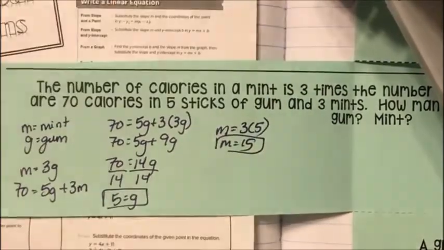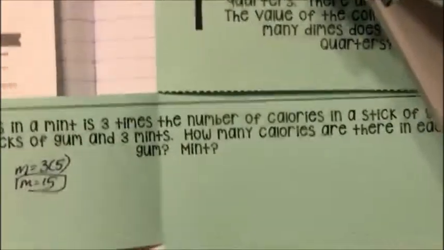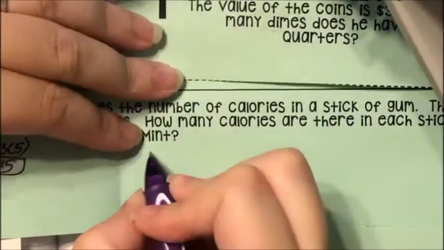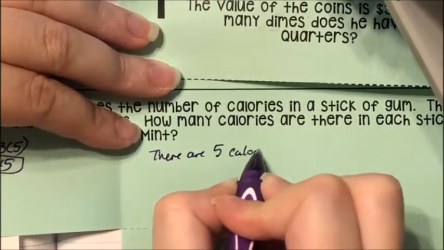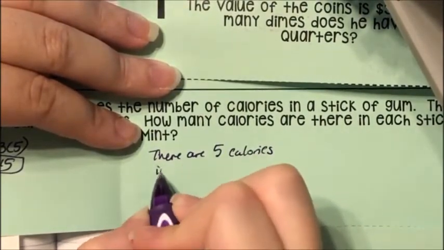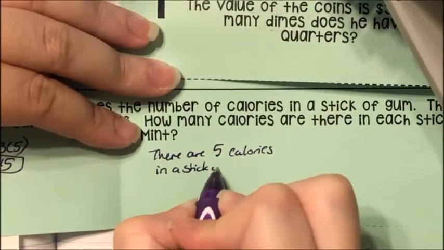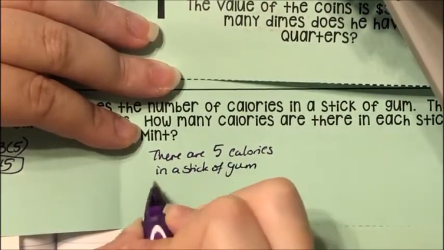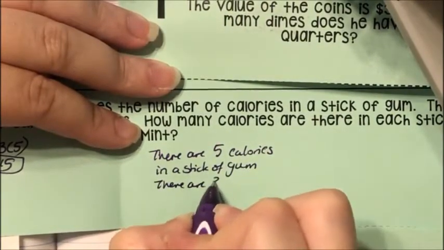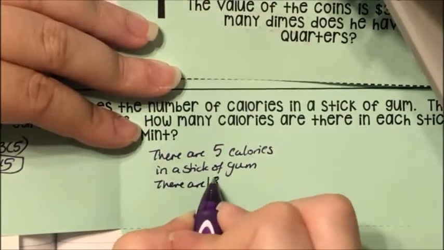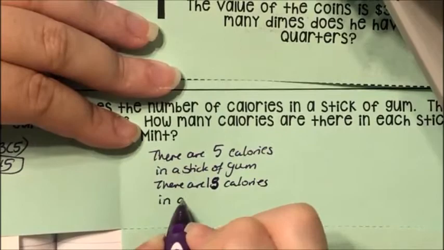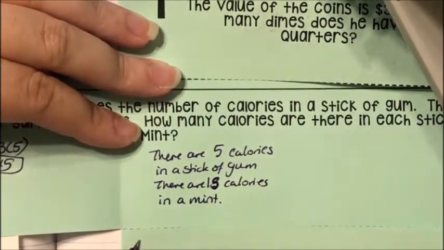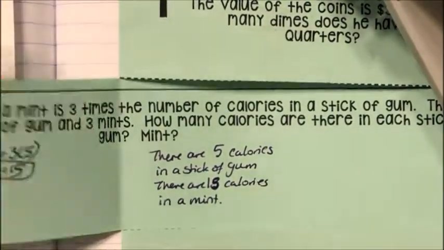So there are 5 calories in a stick of gum, and there are 15 calories in a mint.